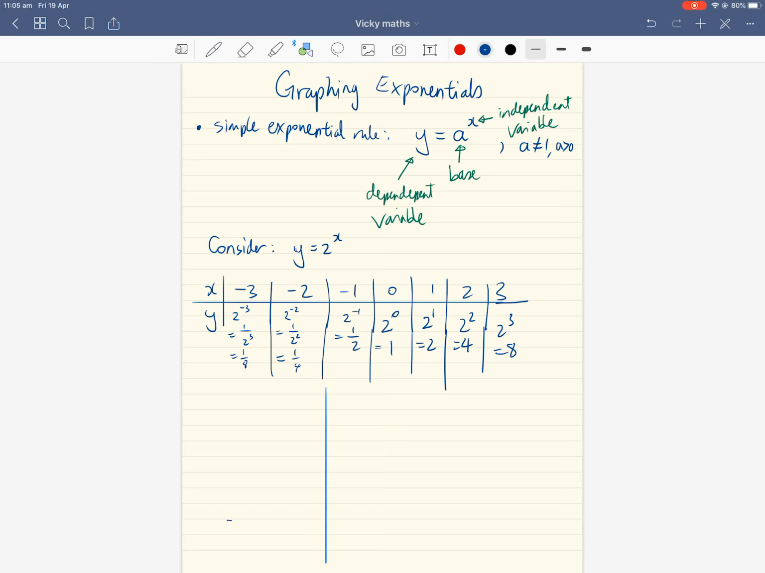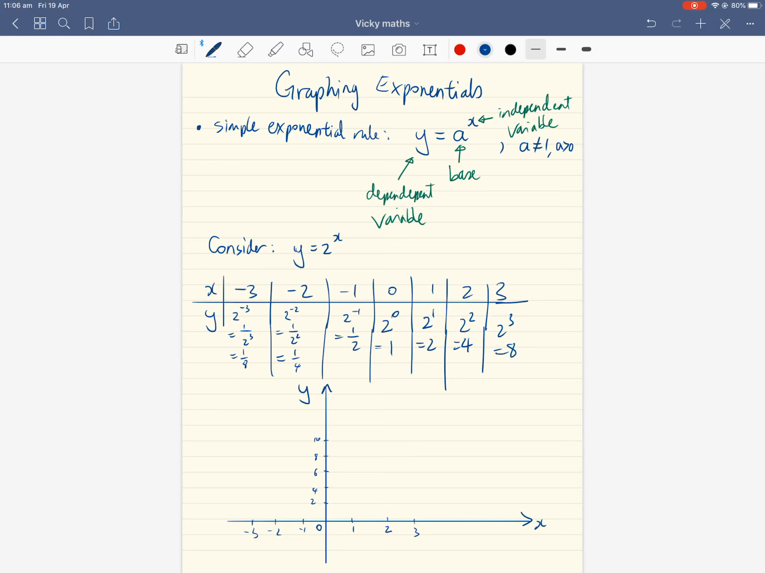So make sure you're using a ruler to draw your axes. X rolls across, label your axes, y points to the sky. Well, horizontally we need to go 0, 1, 2, 3, etc. And on the left, -1, -2, -3. Vertically we need to go all the way up to 8 at least. So 2, 4, 6, 8, 10. Okay, so let's graph it.